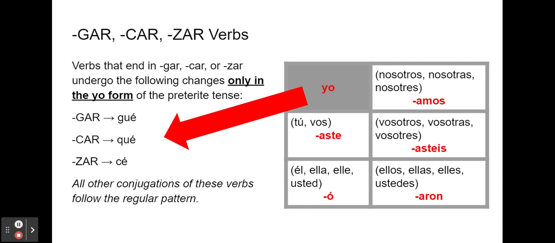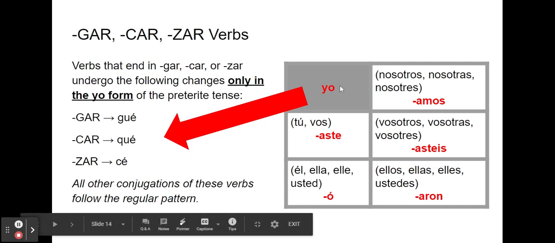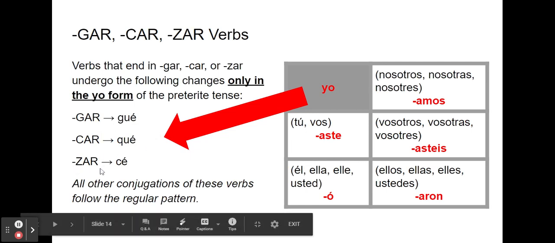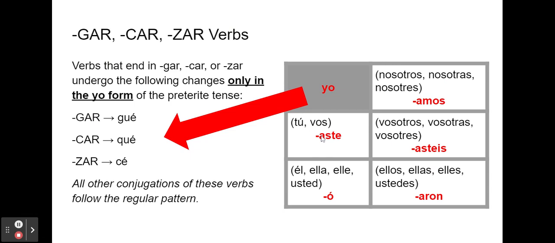So over here on the right, you can see all of our verb endings. The yo form is these three options. If it's a GAR verb, it changes to gué. If it's a CAR verb, it changes to qué. And if it's a ZAR verb, it changes to cé. But otherwise, tú and vos, which means you, always end in aste. You always take off that AR and replace it with aste.